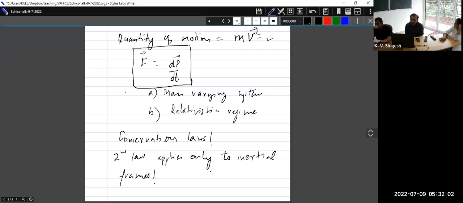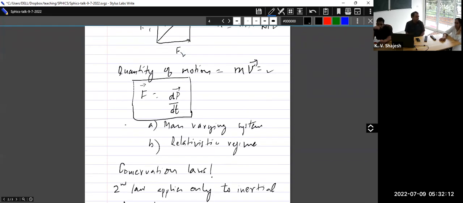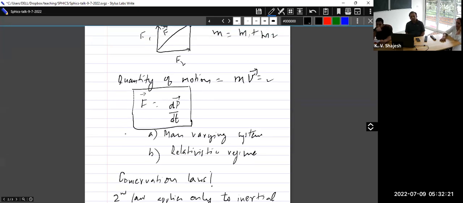What is the reason Newton had to put this in this form? Is there anything specific? Basically, one can ask, F equals MA came way later, right? F equals MA was put later. Why did Newton write it as dp by dt to begin with?